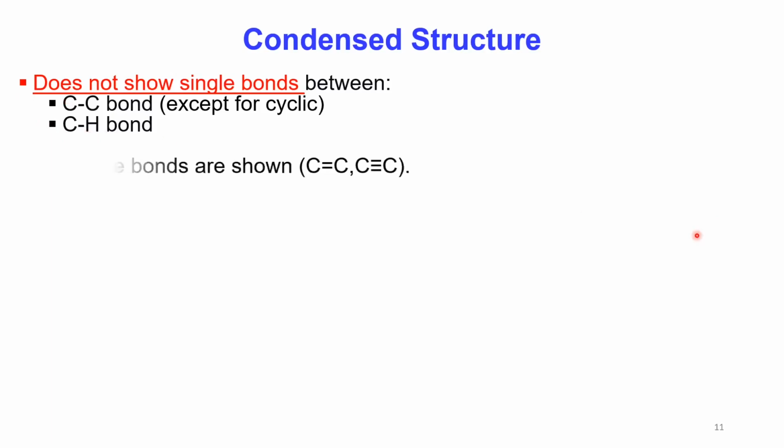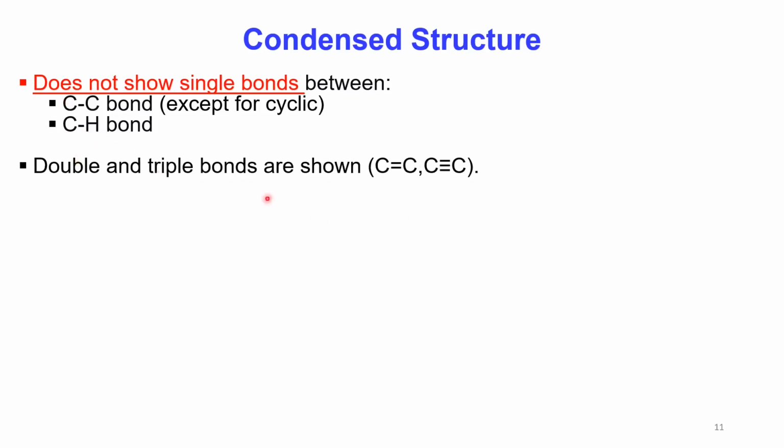Okay, the second structure is the condensed structure. So what is a condensed structure? A condensed structure does not show the single bond between carbon and carbon, except for cyclic compounds, where we need to show the bonding between carbon and carbon. Okay, and then the carbon-hydrogen bond. Okay, and then we need to show all the double and triple bonds, which is C double bond C and C triple bond C in the structure.